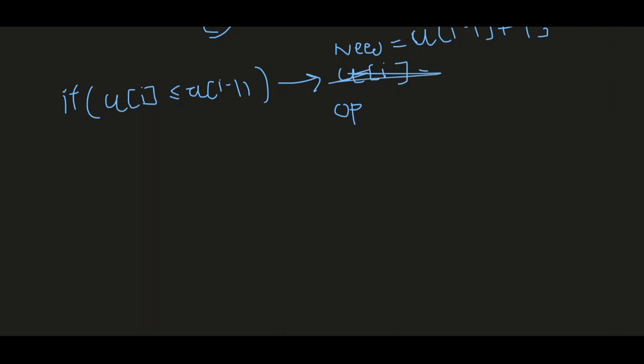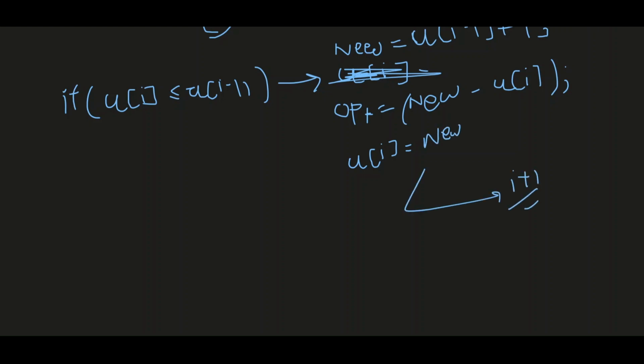What is the operation that is required? The operations required are the new element minus the current element, so you add that to the count: operations plus equals new element minus current element. After this you update your current element to the new element. Then you move ahead to I plus 1. This is the algorithm you are following, with the whole traversal in order of n.